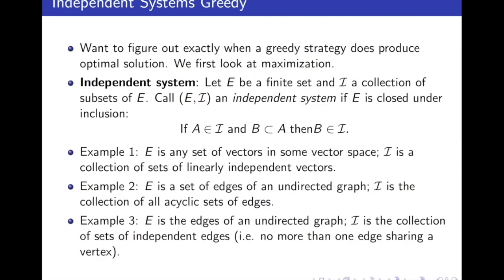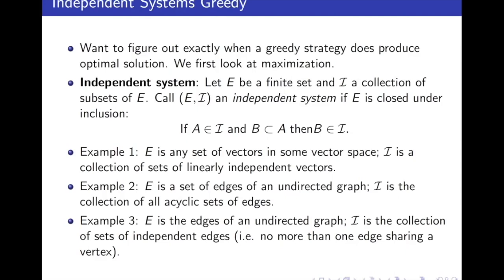First we're going to look at independent systems. Now let's look at this slide. We want to figure out exactly when a greedy strategy does produce an optimal solution. For optimal solutions, we can look at either maximization or minimization. If we want to maximize an objective, it's equivalent to minimizing the negative of that objective. It's convenient to look at maximization first.